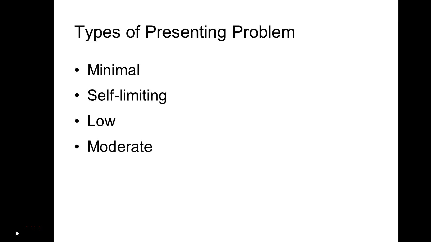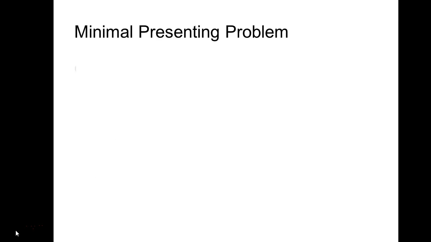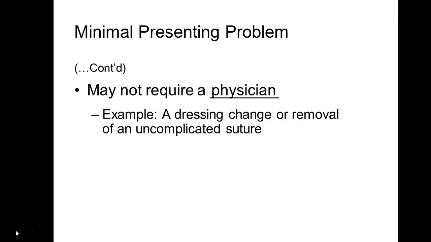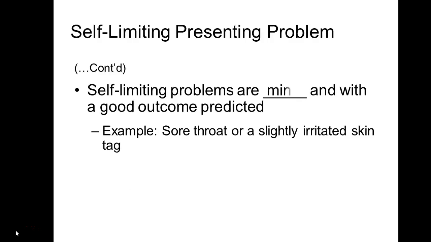So as we look at our presenting problems, again, back in the reason for the visit, this is all one big circle. Types of presenting problems could be minimal, self-limiting, low, or moderate. We're also going to see high in some cases. Minimal may not require a physician, so this could be done by a nurse or a medical assistant. A blood pressure check would be minimal. Self-limiting are minor problems, something that we can easily take care of and has a good outcome in general.